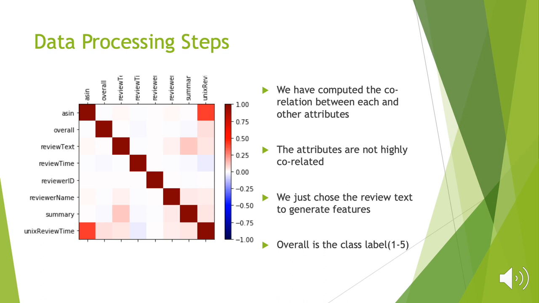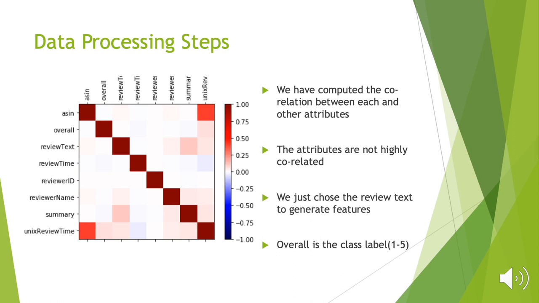If you take a deeper look, we can see that the review text is correlated to the review and also the Unix review time. We can also see that the review text is correlated to the reviewer name a little bit in a positive way, so the other attributes don't make much sense. So from this processing, we decided to choose just the review text to generate the features and to train the model, to give to the classification algorithm. The overall class label is from 1 to 5.